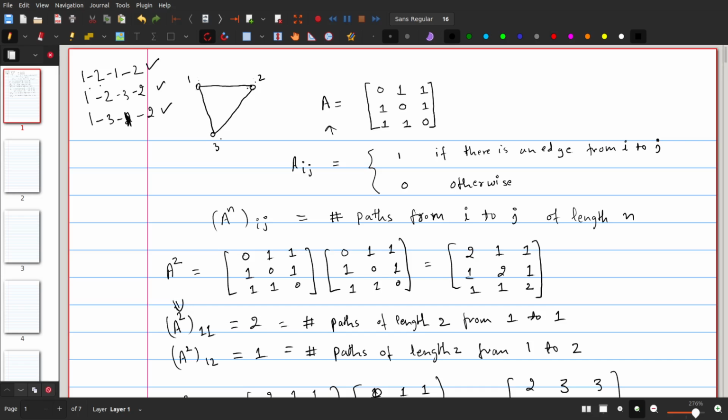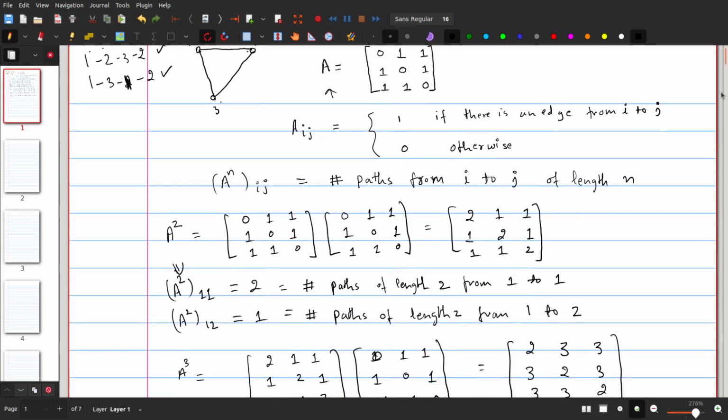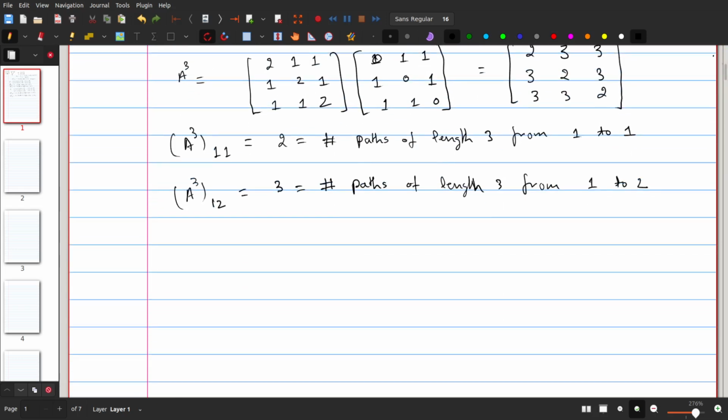First path is 1 to 2, then again back to the vertex 1, and then again to 2. Second path is from vertex 1 to 2, then from 2 to 3, and 3 to 2. And the third path of length 3 is 1 to 3, then back to 1, and then again to 2. These are the only three paths of length 3 from vertex 1 to 2. So the number of paths of length 3 from vertex 1 to 2 is 3.